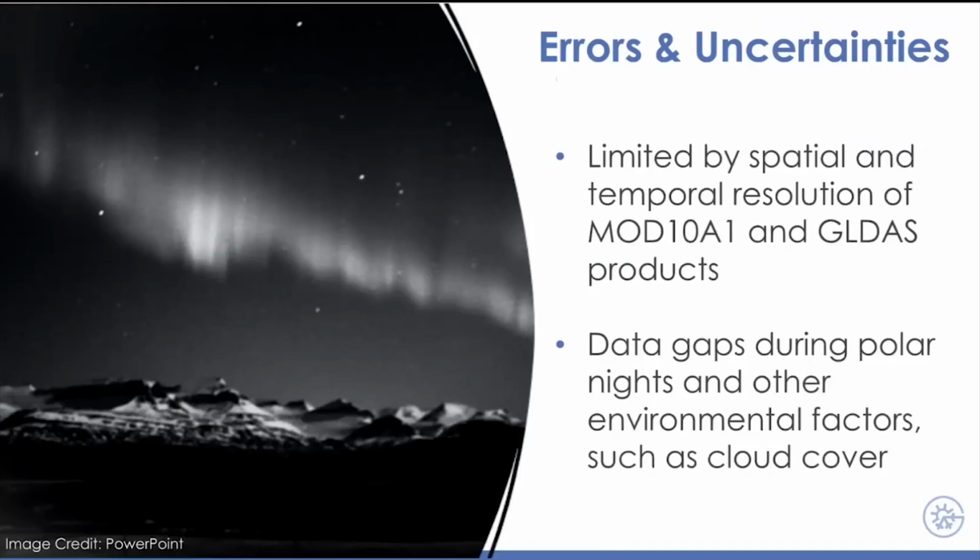So the team's analysis was limited to spatial and temporal resolution of the MODIS and GLDAS data products. The data resolution of 500 meters and 27 kilometers respectively for both products limited their ability to capture snow variability at these smaller spatial scales. The accuracy of their data may have been affected by polar nights as well, obfuscating their data in the main winter months for the petroleum region. And then other things such as cloud cover and other environmental factors might have also affected data quality as well.